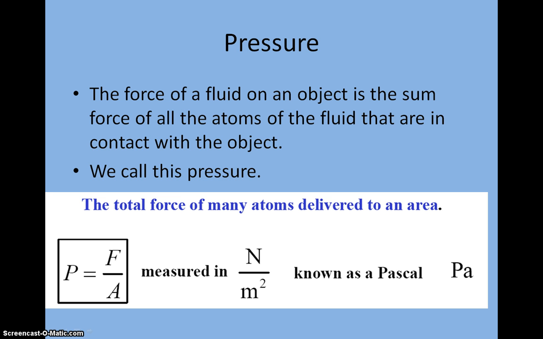So force, we know, is measured in newtons, and area is in meters squared, so the unit is newtons per meter squared, which is actually given a name. It's called a Pascal. Now in chemistry, we deal with atmospheres and millimeters of mercury. We have all these different units for pressure, and I'll talk about them a little bit, but the SI unit that we're going to use for physics should be the Pascal.